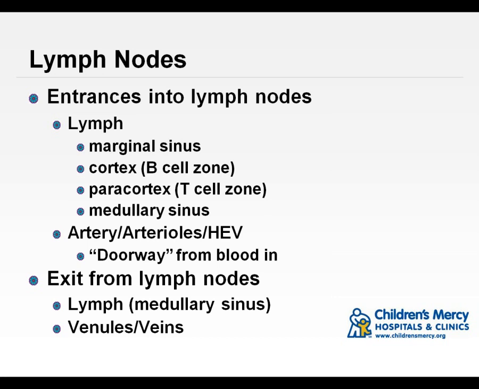They actually have to complete the circuit, and the only way out for cells is through the lymph. So blood can go in and come back out in the venules and the veins, but all the cells have to leave in the lymph and then eventually go into the thoracic duct and get put back into circulation.